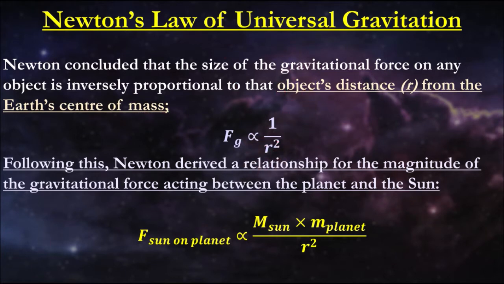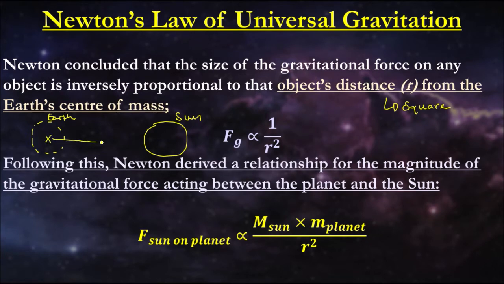Okay, so we might just do some notes. It's the object's distance squared, and it's from the center of mass. So imagine we have Earth on this side, and we have the sun on this side. We're saying from the center of the Earth here towards the center of the sun here. That is what R represents. So it's inversely proportional to R squared.